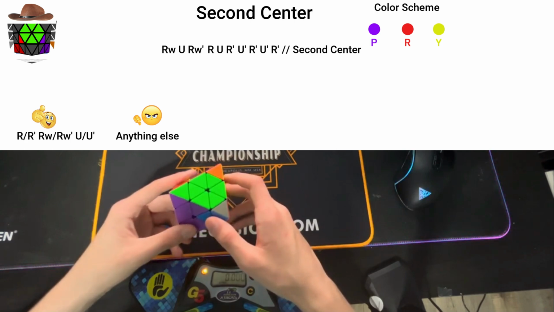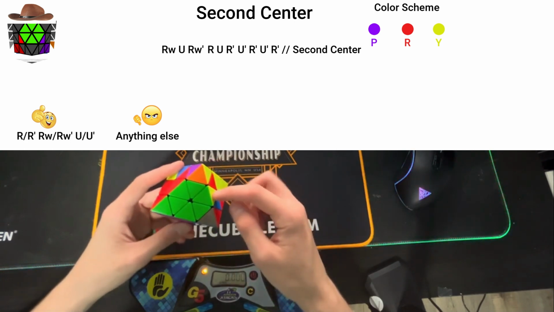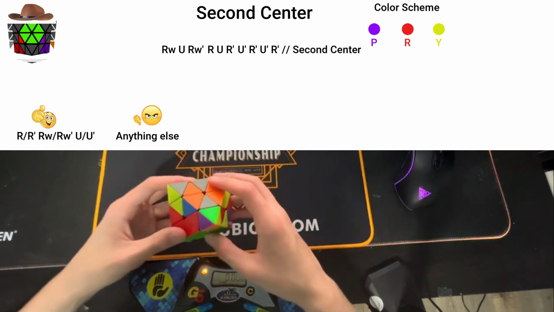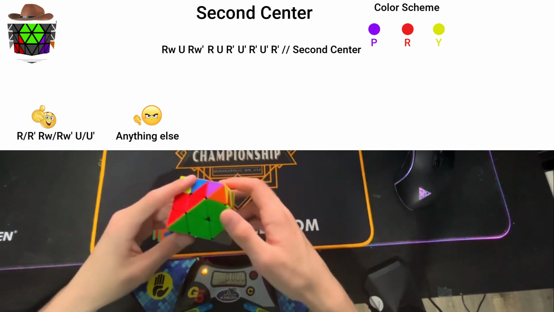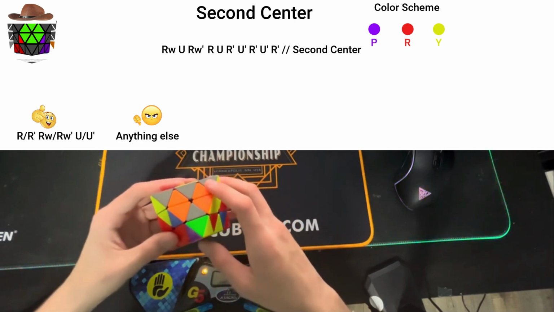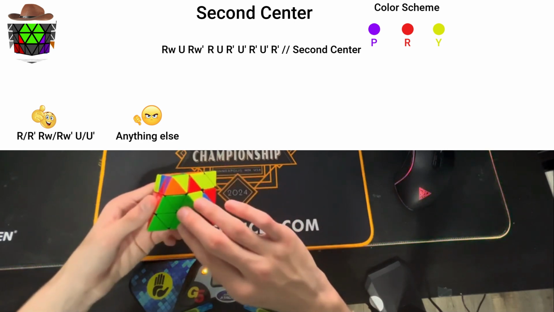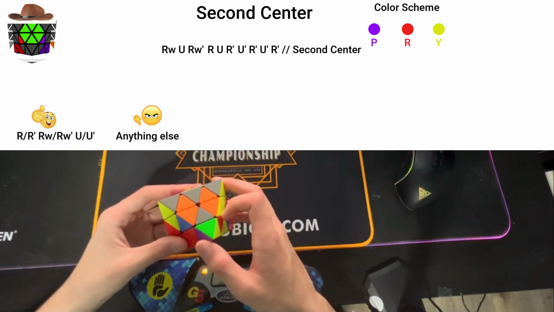And just to double check our color scheme, we have purple, red, yellow. It's right. And in the event that you did mess up your color scheme, I will show you how to fix that after we solve our last two centers. There's an algorithm that will fix this center's color scheme and the other incorrect center's color scheme in the event you mess them up.